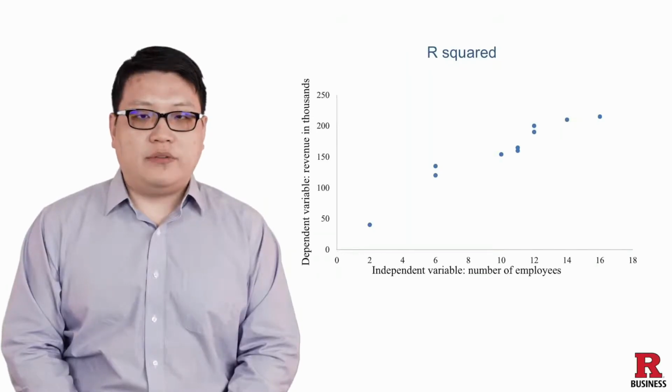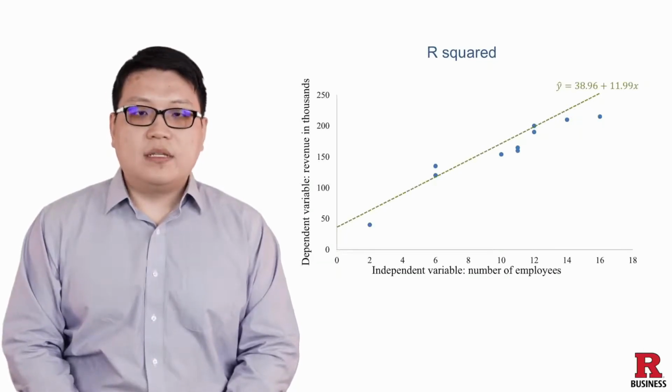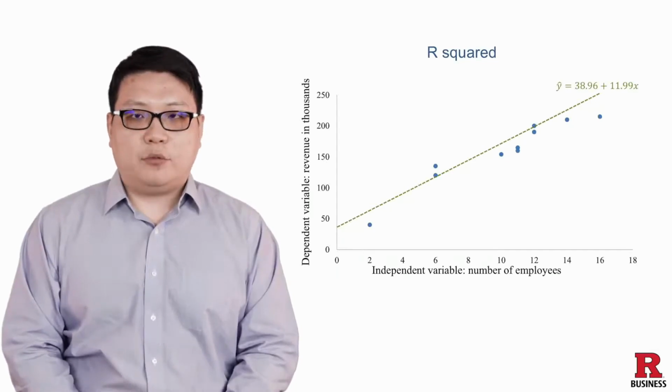So from the previous calculation, we can get the regression line here, and we plot that on a scatter plot. So we get the regression line.